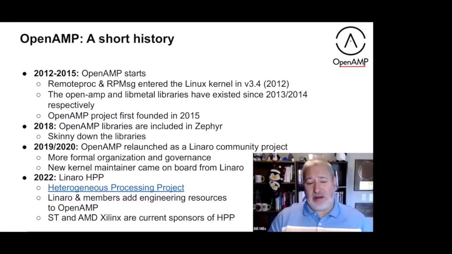So then finally, at the beginning of this year, I talked about how the OpenAMP project is lightweight. There's no people resources in OpenAMP. So all the engineering being done is volunteer from whoever, the member companies, whatever they want to work on. In Linaro, we're a cooperative organization, so HPP is a way for the member companies to decide what we want to work on in OpenAMP. And our sponsors today are ST and AMD Xilinx.